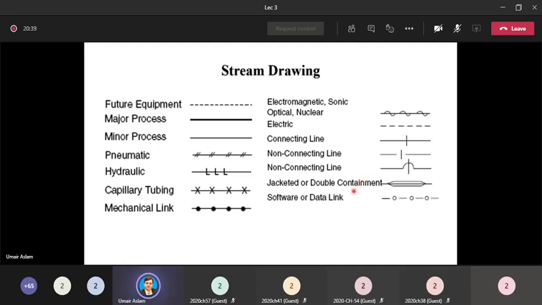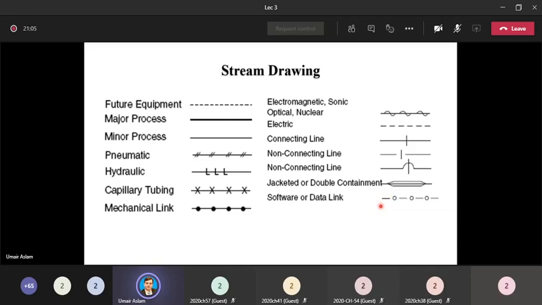So a jacketed and double containment, you can say a pipe within a pipe, a smaller diameter pipe within a large diameter pipe, so that is basically a double containment. So those lines are represented by the string drawing, and if we have some software internet cables, so they are represented by the string drawing.